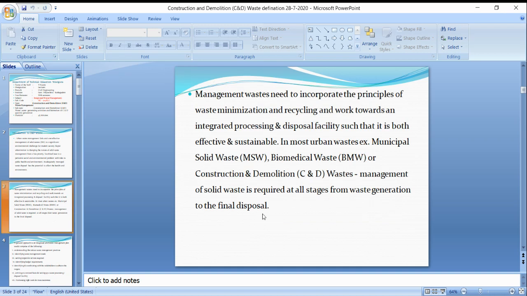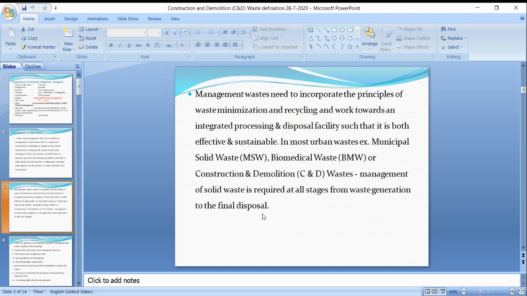Management ways need to incorporate the principles of waste minimization and recycling, and work towards an integrated processing and disposal facility such that it is both effective and sustainable. So management ways need to incorporate some of the principles we have seen.